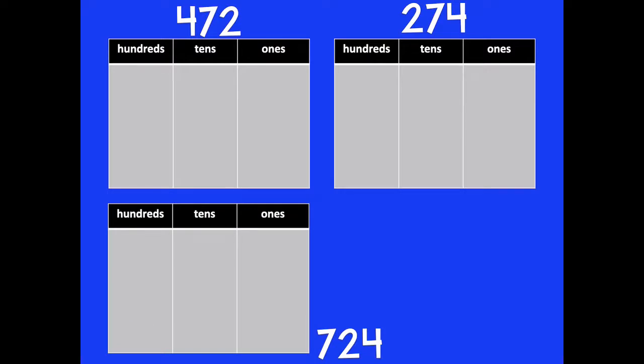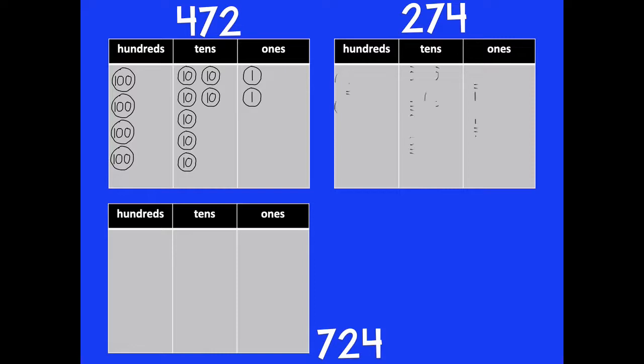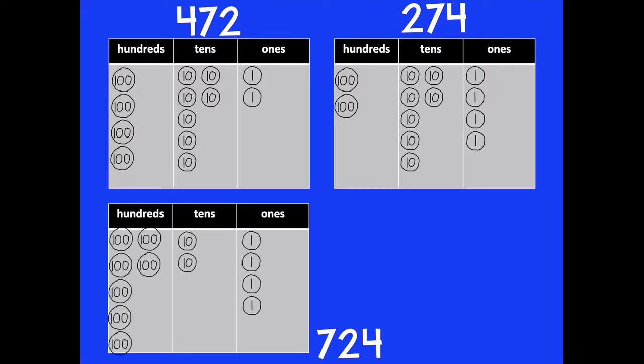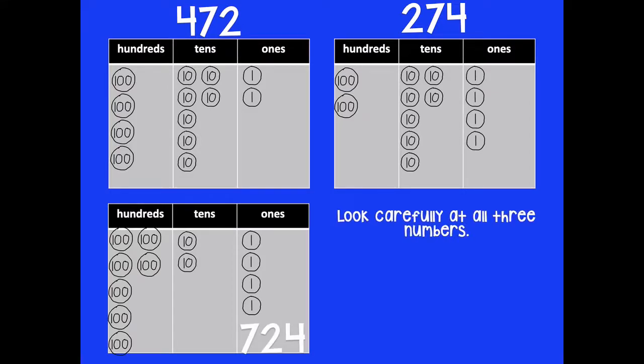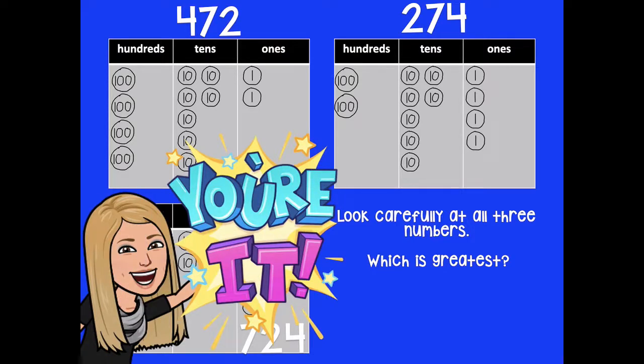All right, so I'm going to bring in 472. So I have 4 hundreds, 7 tens, and 2 ones. And then when I go to 274, I have 2 hundreds, 7 tens, and 4 ones. Oh gosh, those are similar numbers, right? They all have the same digits. And then for 724, I have 7 hundreds, 2 tens, and 4 ones. I'm going to move this over here just so I have a little bit more space. So look carefully at all 3 numbers. Which is greatest? I want you to pause the video and I want you to think about which number is greatest and then click play when you're ready to go over it together.